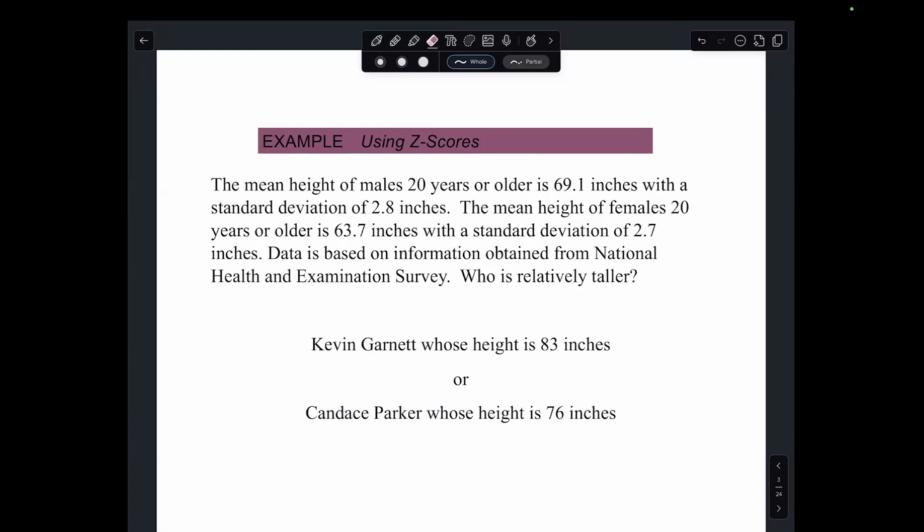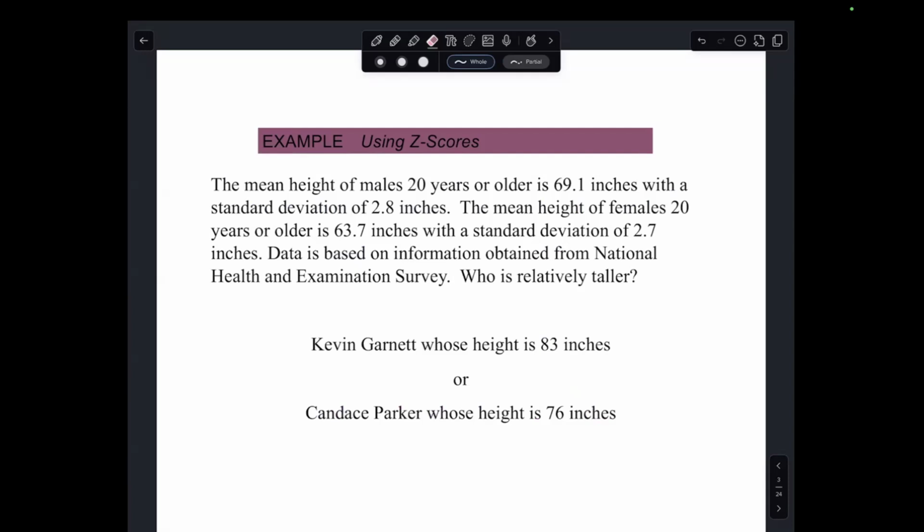So obviously Kevin Garnett is taller. He's 83 inches tall. Candace Parker is 76 inches tall. But what we use the z-score for is to determine who's relatively taller. Compared to the average, which one of these is taller? Which one of these people's height is more standard deviations away from the mean?